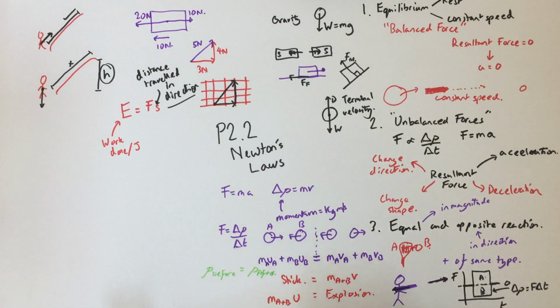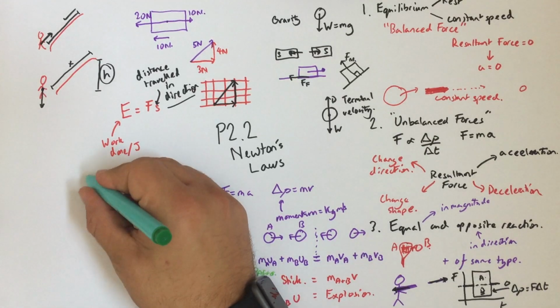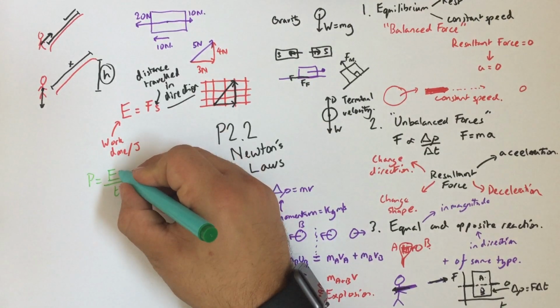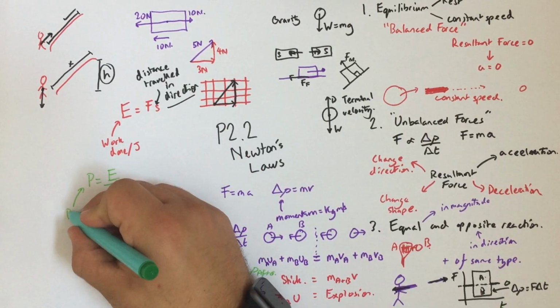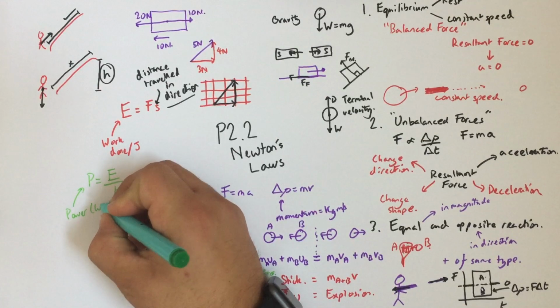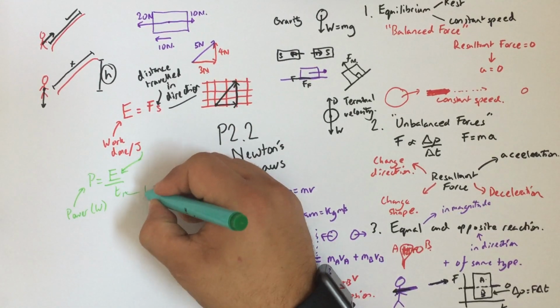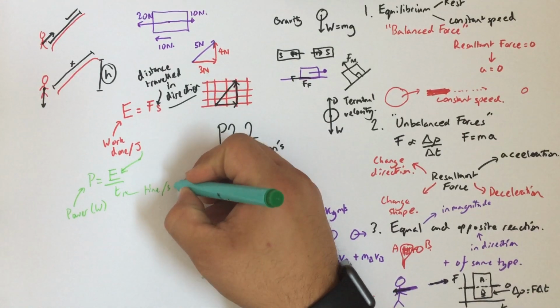Once we've got the equation for work done, we then get the equation for power. So power is the rate of energy transfer. So power is measured in watts. Energy or work done is obviously in joules, and T is time in seconds.